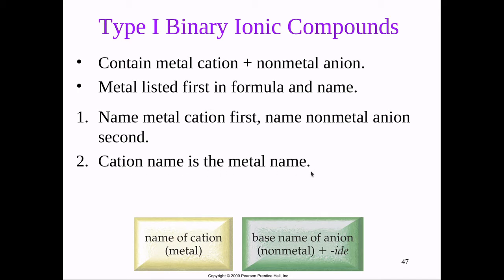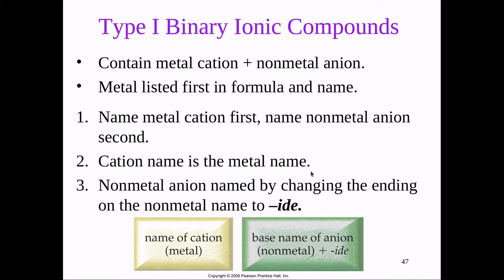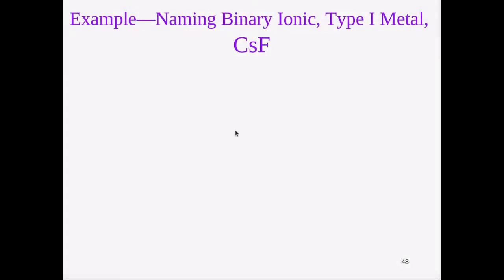The cation name is the metal name, and the nonmetal anion is going to be named by changing the ending of the nonmetal name to "-ide". So our graphic here is the name of the metal plus the base name of the nonmetal plus "-ide". So let's try an example of naming a binary ionic with a type 1 metal.